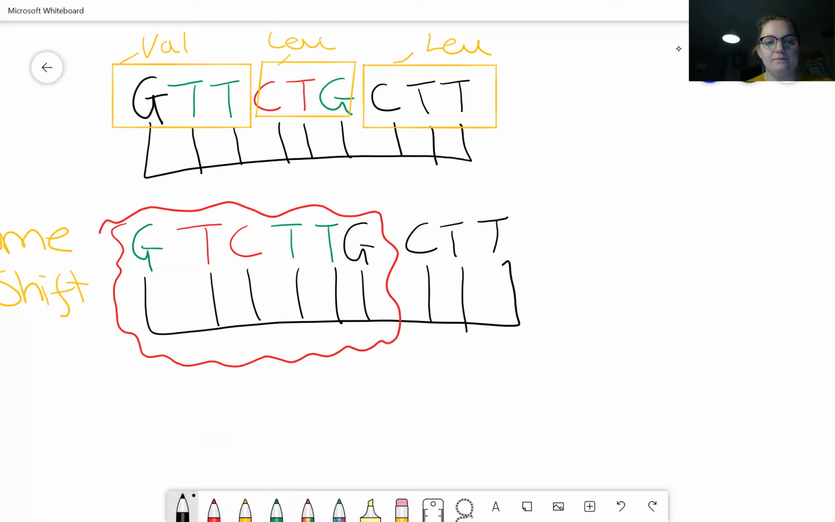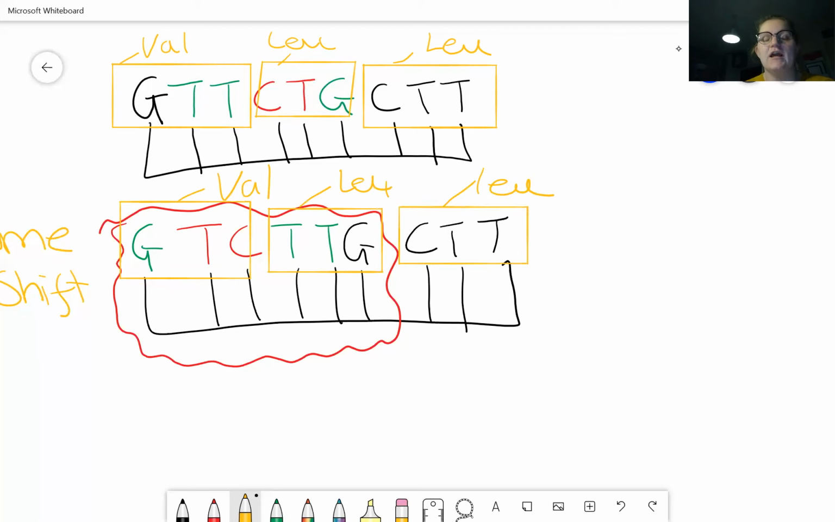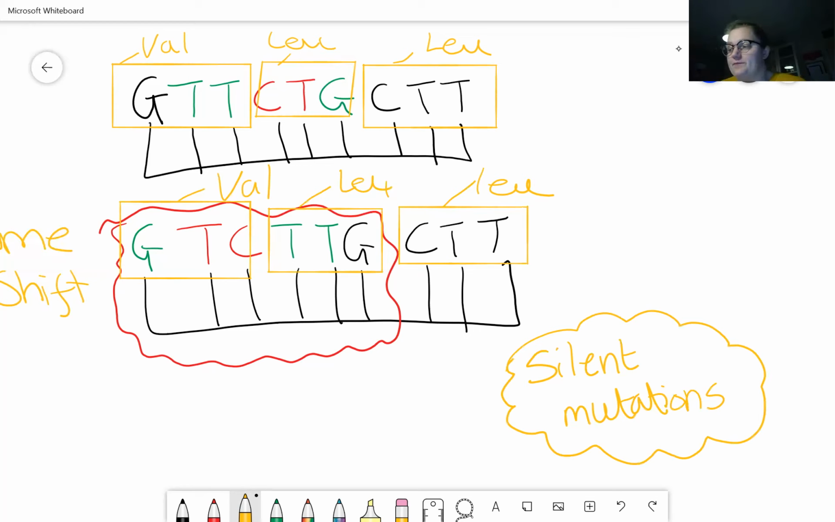Let's have a look at what's happened though. Let's look at amino acids. So we've got GTC, GTC still codes for valine. TTG codes for leucine. And obviously CTT stays the same, and that codes for leucine. So actually our amino acid chain hasn't changed again. So this inversion hasn't caused a change in the amino acid sequence either. When the amino acid sequence doesn't change, even though there's a mutation, we call this a silent mutation. A mutation has occurred, but it's not affected that polypeptide chain. So we call these silent mutations.